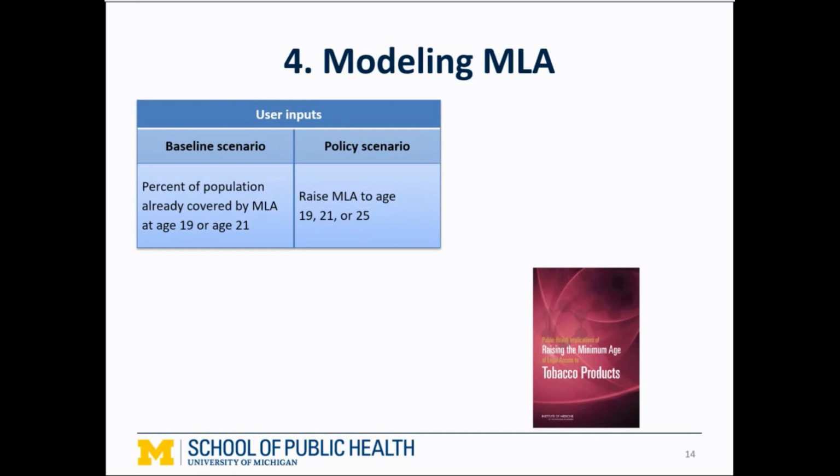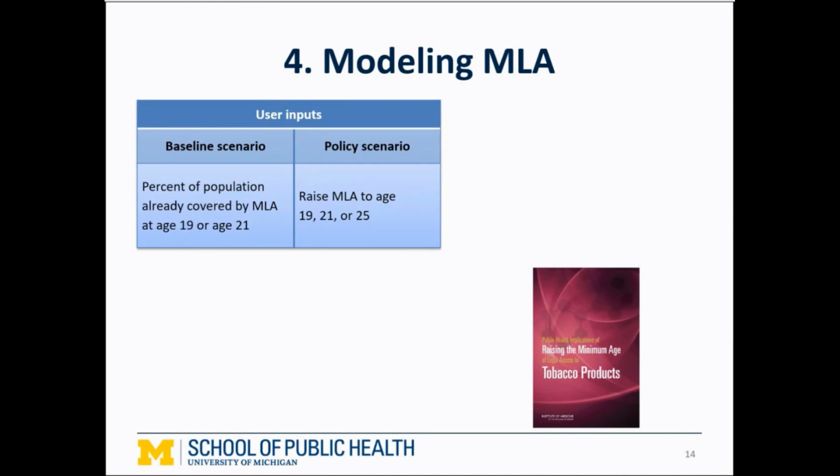So the effects of raising the minimum age to 19 are applied and scaled down based on the percent of the population already covered by minimum age laws at 19 or 21 in that state or region. Some individual states have 19 as the minimum age rather than 18, so we take that into account, since the impact of going from 19 to 21 is different than going from 18 to 21. The second piece of information we need is the age at which the user would like to set the minimum, the MLA. And we use the same ages proposed in the IOM report, so that is 19, 21, or 25.